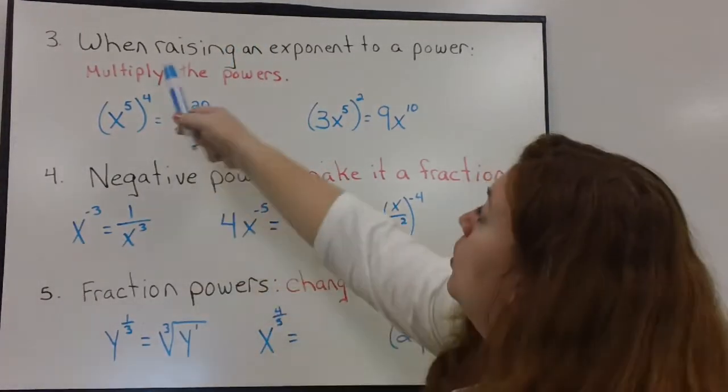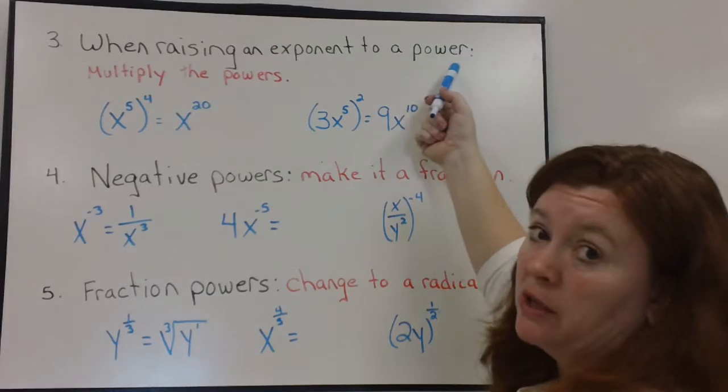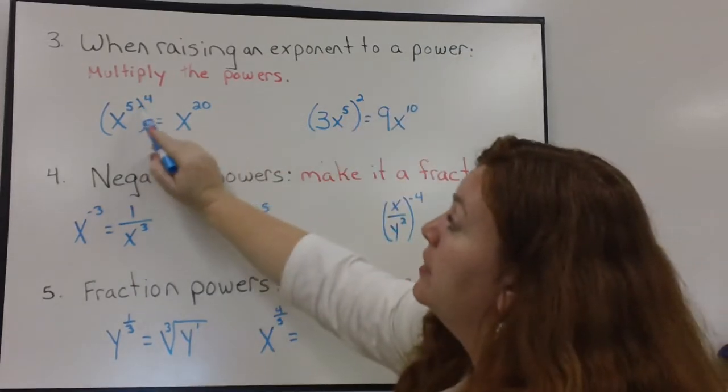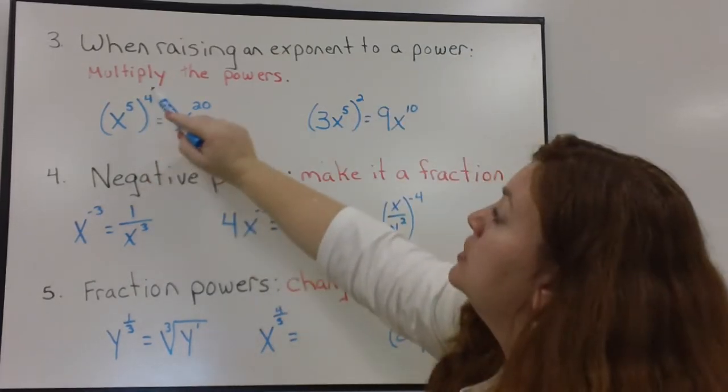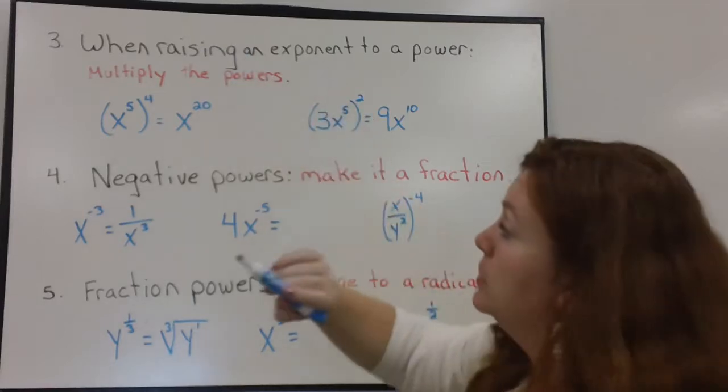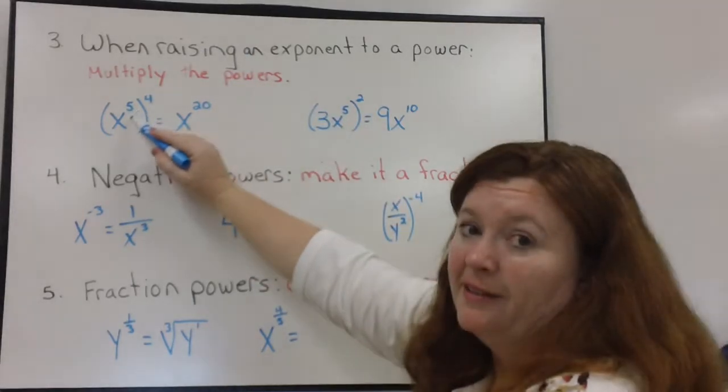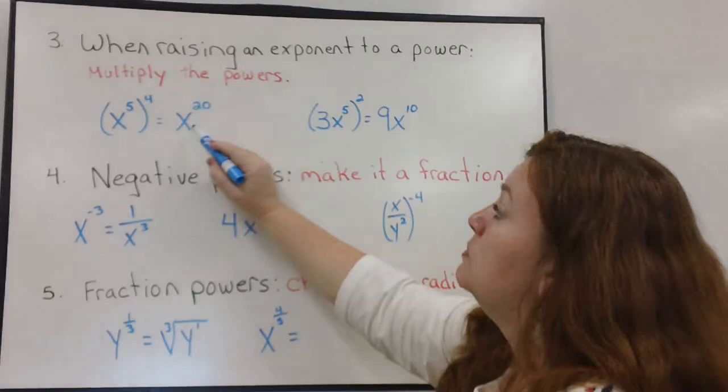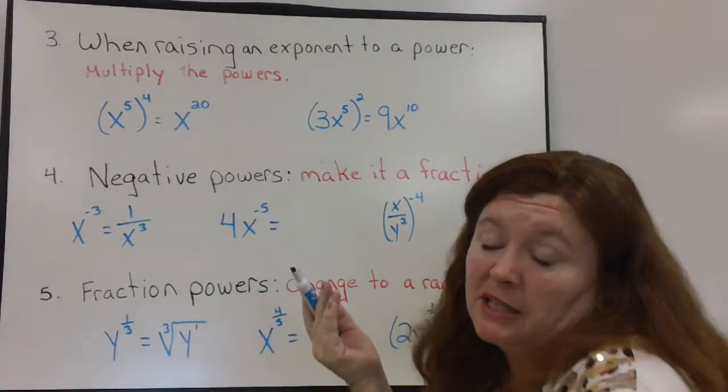Number 3, when raising an exponent to a power. Okay? For example, like this. All right, what am I going to do? I'm going to multiply the powers. So x to the 5th to the 4th power gives me an x to the 20th, because 5 times 4 is 20.